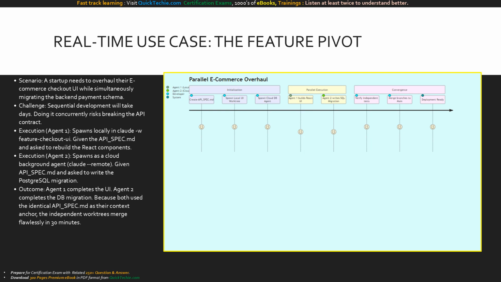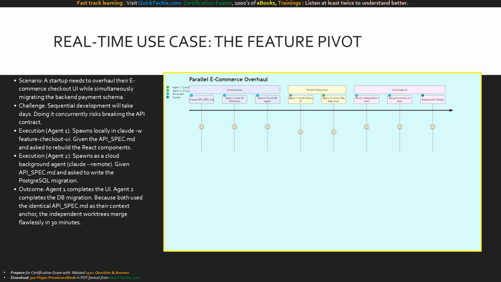Let's apply these concepts to a real-time use case, the feature pivot. The scenario: your startup must overhaul the checkout UI while simultaneously migrating the backend payment database schema. The challenge: doing this sequentially takes days. Doing it concurrently usually breaks the API contract.